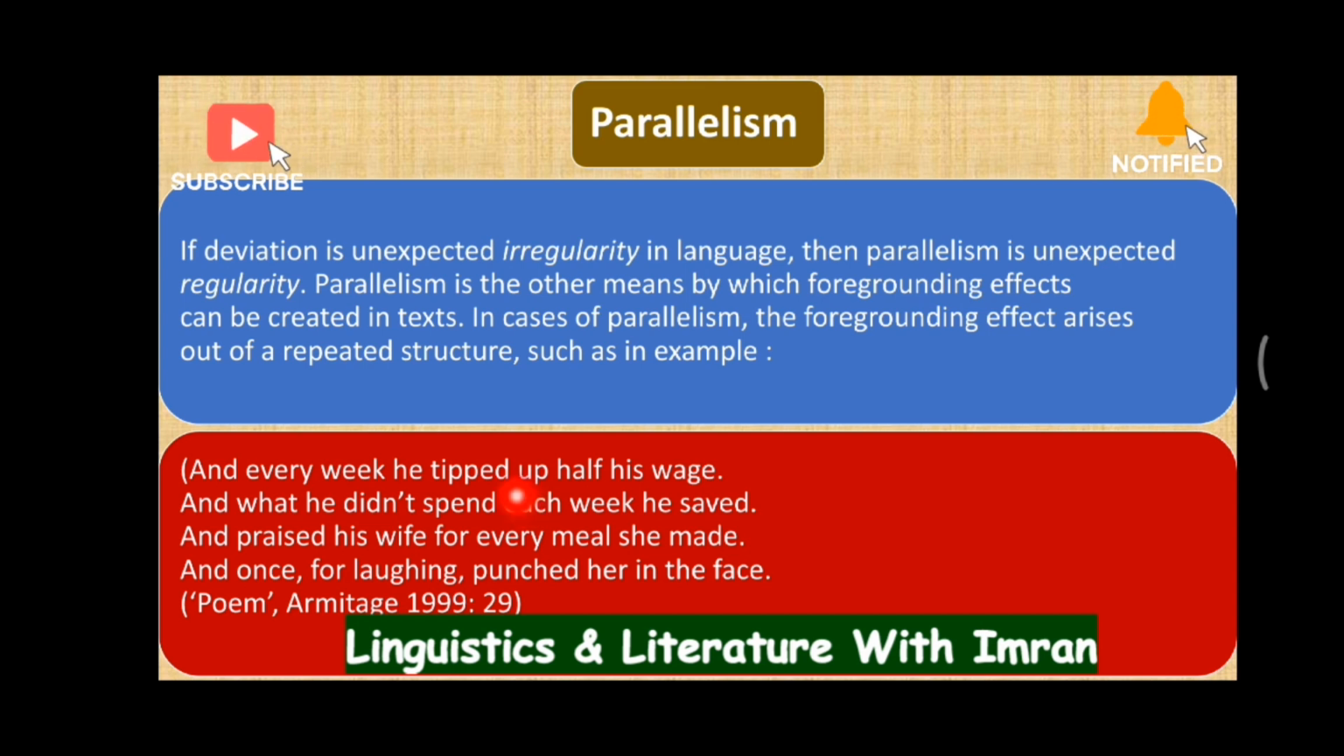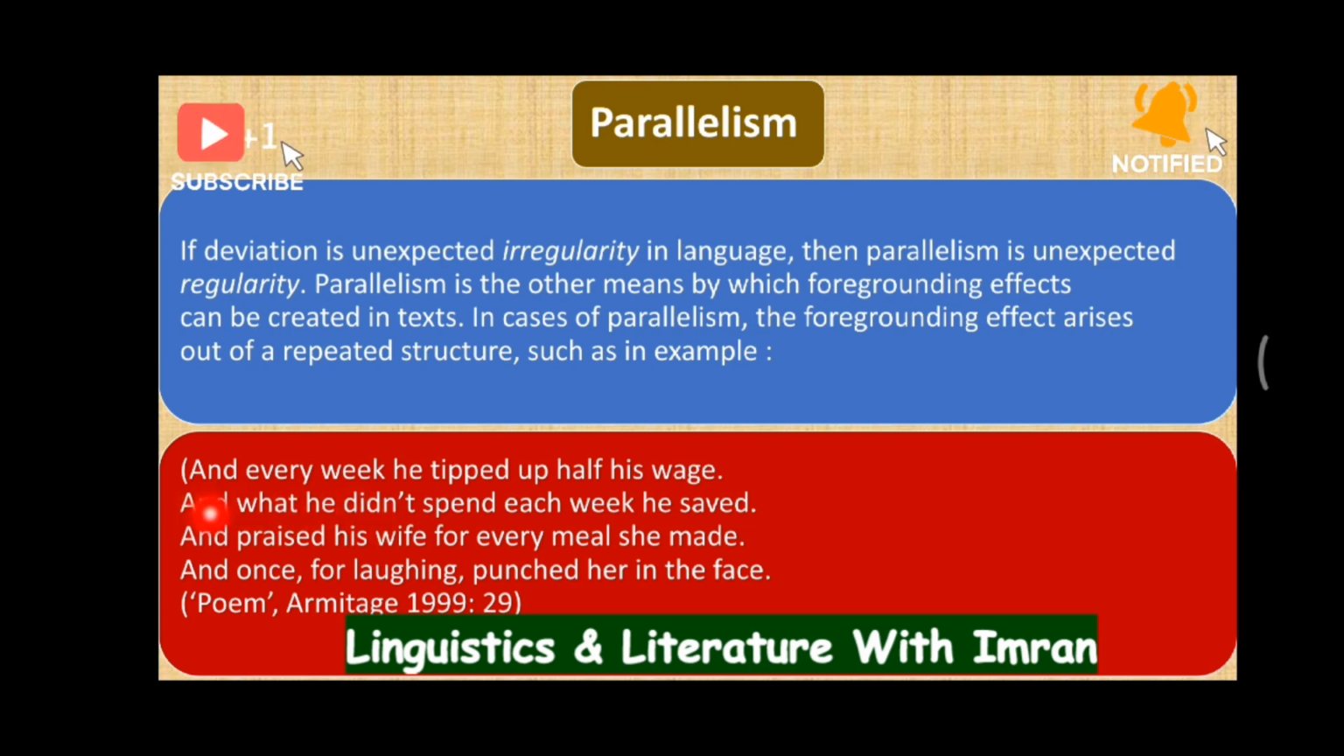Look at this example. "And every week he tipped up half his wage, and what he didn't spend each week he saved, and praised his wife for every meal she made, and once for laughing punch her in the face." First, we have to notice that there is some phonological parallel structure. The sound A is used in wage, saved, made, and face. So the same structure is repeated in these four lines, again and again.